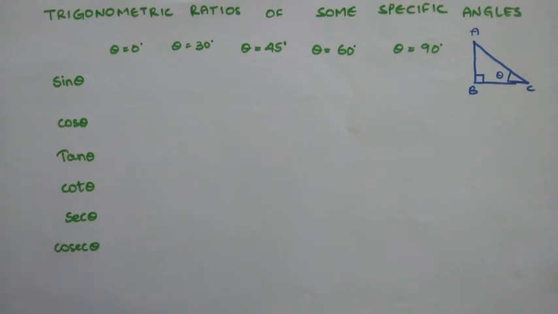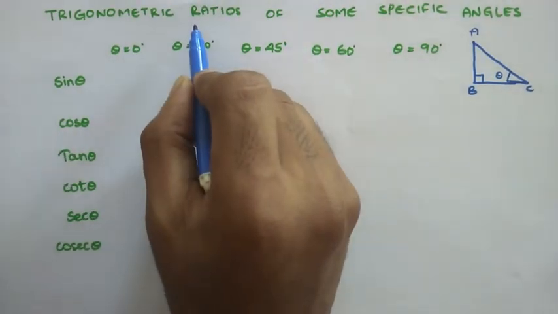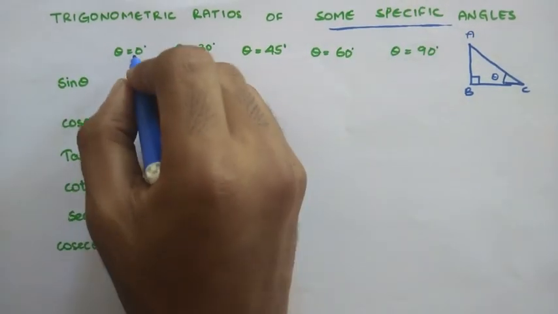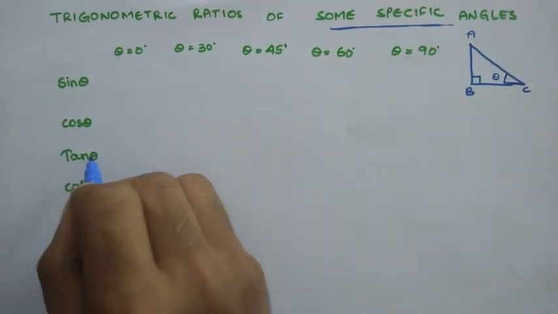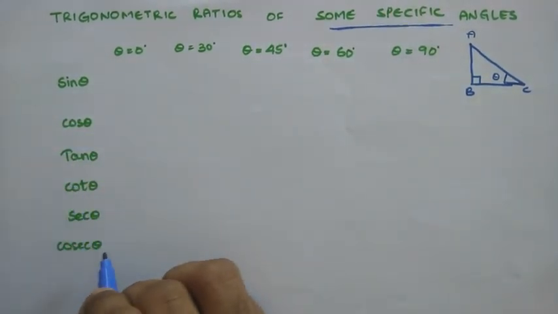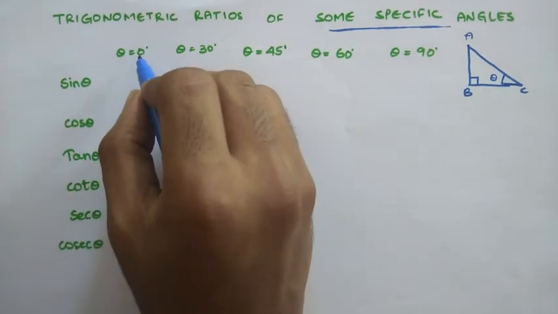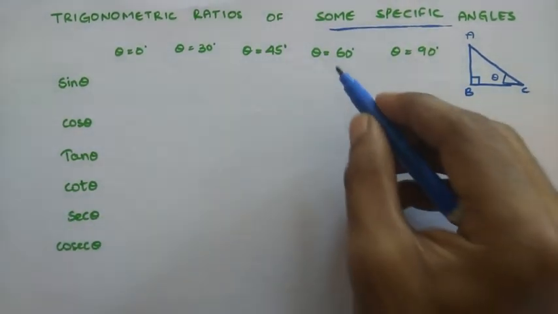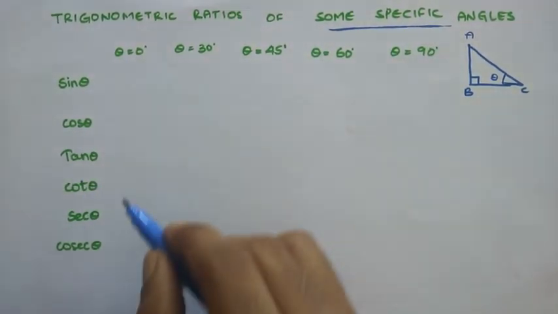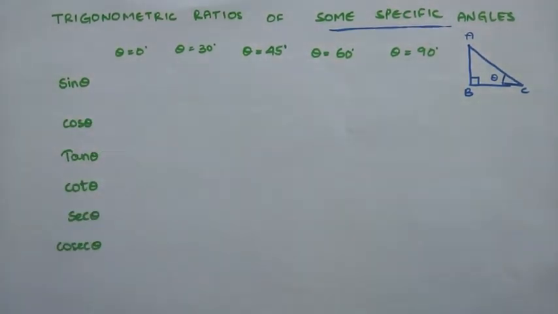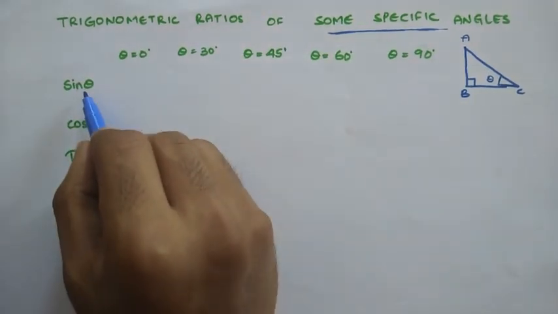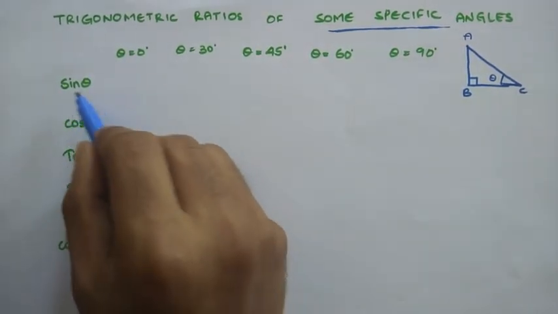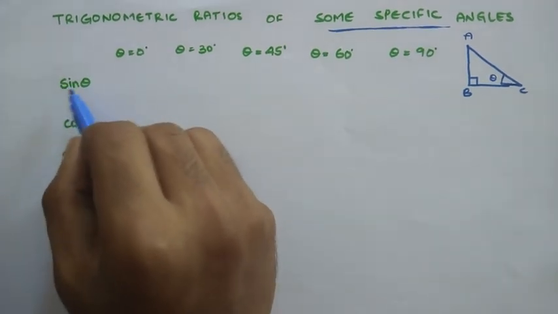So in this video, let us learn about trigonometric ratios of some specific angles. If theta is equal to 0 degrees, what will be sin 0, cos 0, tan 0, cot 0, secant 0 and cosecant 0? Similarly, for theta equal to 30, what will be these values? For theta equal to 45, what will be these values? For theta equal to 60 and theta equal to 90, we are going to learn these trigonometric ratios. If you put 0 here, sin 0 will have some value, and if you put theta as 30, sin 30 will have some value. So let us learn them.